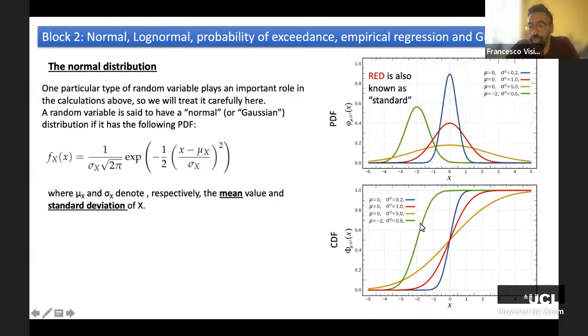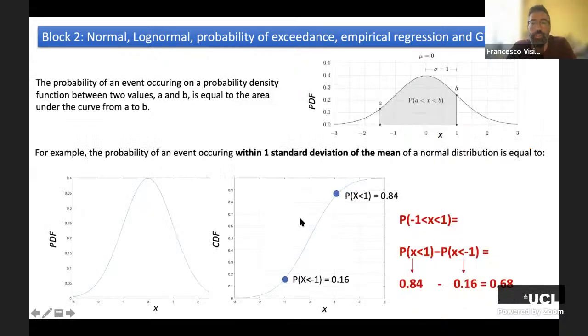The green curve has a different mean. The mean is -2, and in fact -2 returns a value of 0.5. So this is a very important distribution. Given the simple formulation we have seen before, we can calculate probability.